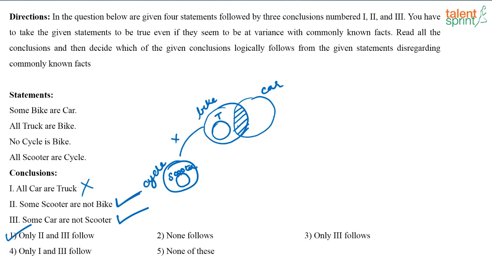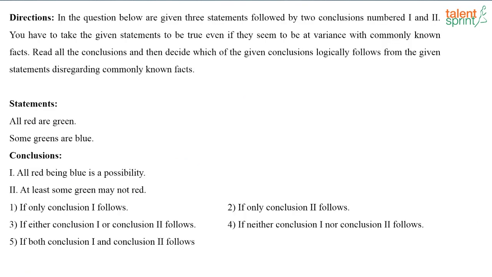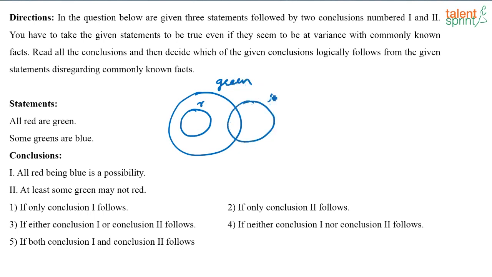Good. Next one. All red are green, some greens are blue. So how do you draw the basic diagram for this one? All red are green, some greens are blue. So this is your basic diagram with minimal overlapping. Now what does the first conclusion say? All red being blue is a possibility. Definitely you can draw the set red like this also, right? All red being blue is a possibility. So first conclusion follows. Even though it was not a definite one, it's definitely a possibility.